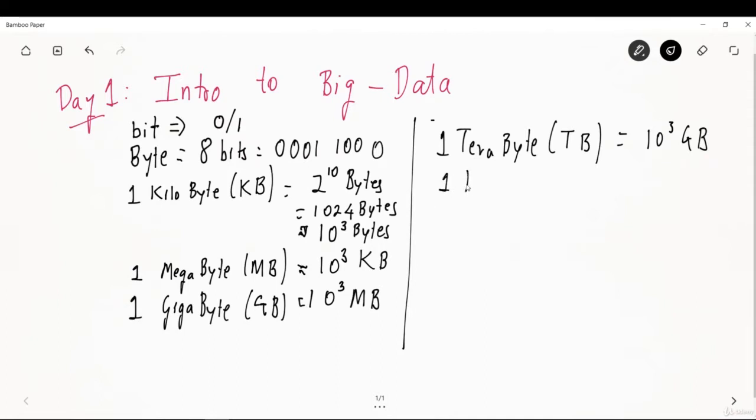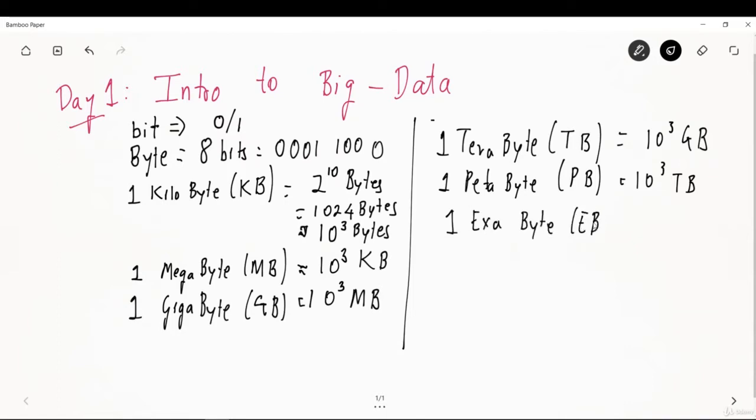Then comes petabyte, represented as PB, and it is equal to 10 raised to 3 terabytes. After petabyte comes exabyte, represented as EB, and it is approximately equal to 10 raised to 3 petabytes.